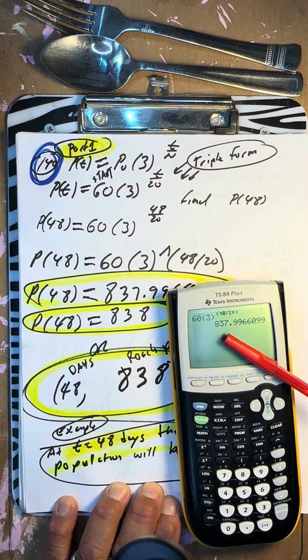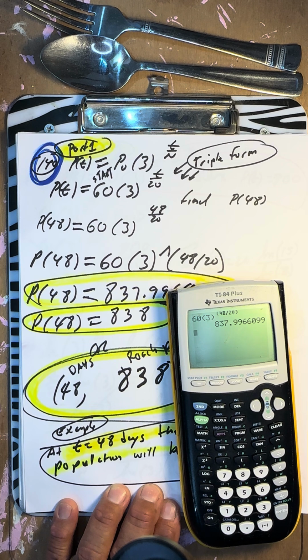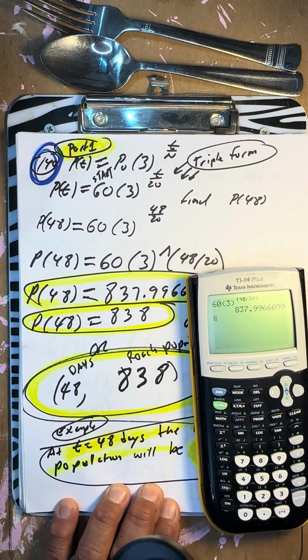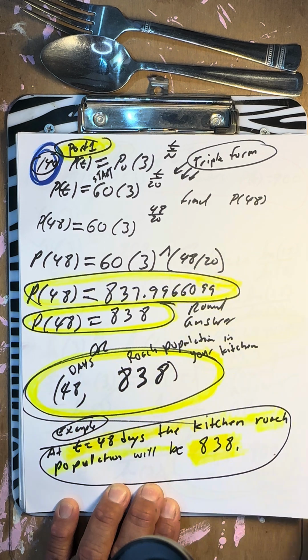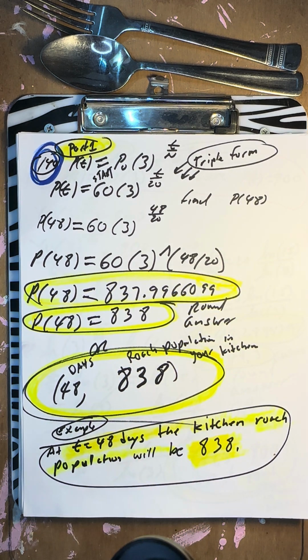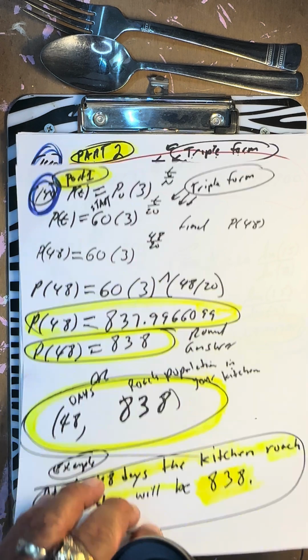I got 837.9966. Yeah, I think so. Is that it? Yeah. We rounded it to 838. How's that? 838. So we're done with that one. So at 48 days, the kitchen roach population was 838. How's that?